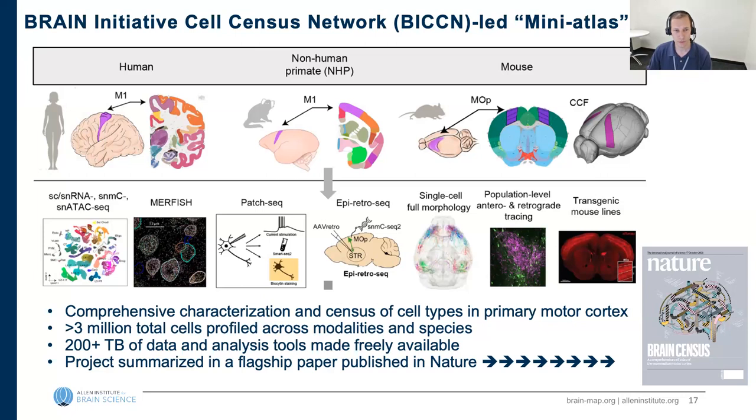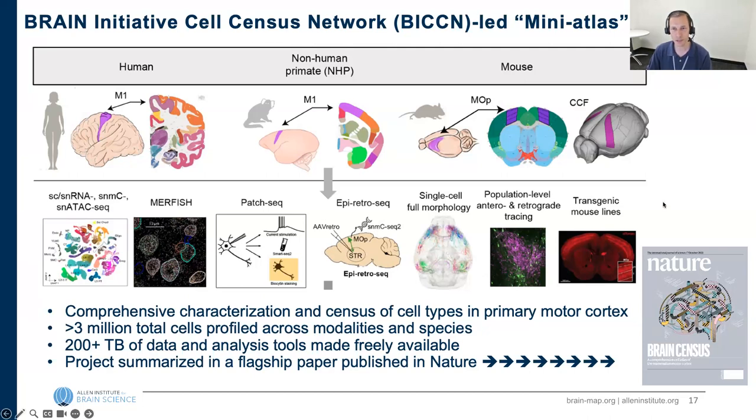It included more than 3 million total cells that were profiled using multiple modalities and species. These included human, non-human primate, in particular marmoset and a little bit of macaque, and then mouse. There's a variety of different modalities that were used that I will briefly discuss some of. But this was a large body of work, over 200 terabytes of data, and a variety of analysis tools. All of this was made freely available in various places. And this project is summarized in a flagship paper published in Nature, and I'll come back to this in a minute.